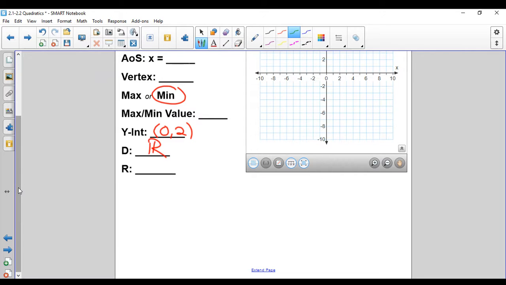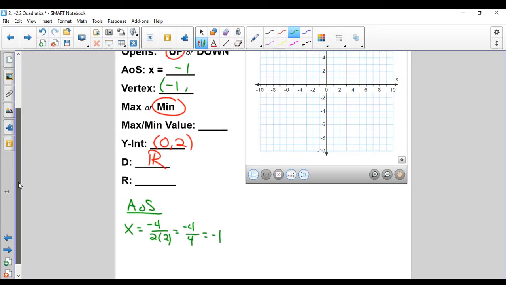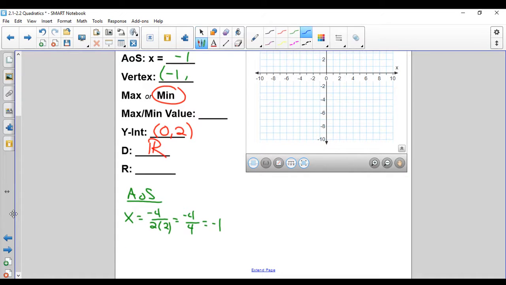Axis of symmetry. Opposite of B, which is -4, over 2 times A, which is 2 in this case. So I have -4 over 4, so my axis of symmetry is -1. That also makes my vertex x value -1. To find the y value of the vertex, take that -1, plug it in. See what we end up getting.